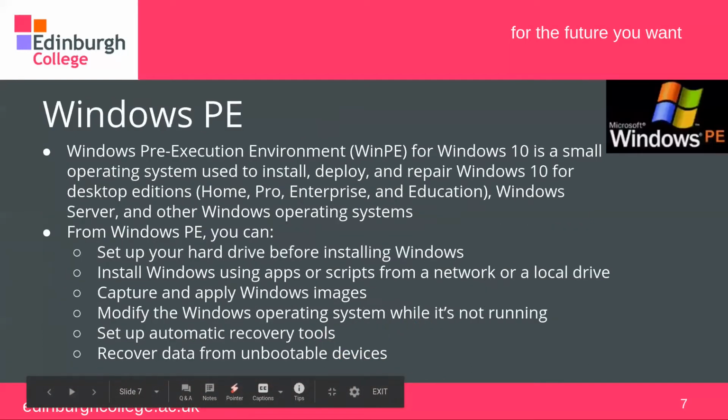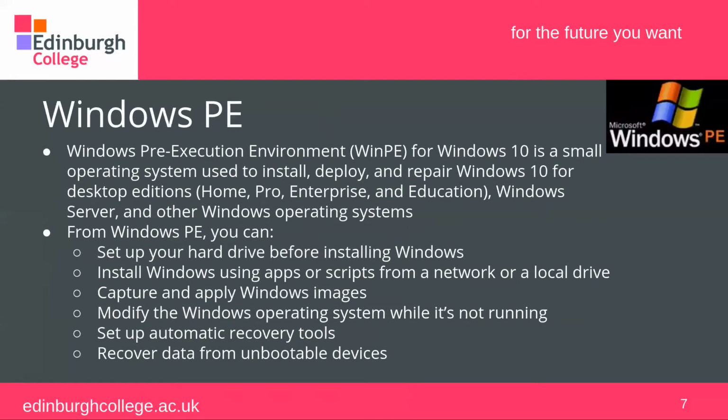Now Windows PE, Windows pre-execution environment for Windows 10, is a very small operating system. And Windows PE allows you to do very basic things. So we can do things like set up the hard drive partition, we can set up some very basic network drivers, we can do very, very basic, simple things. And the boot.wim image, or Windows PE, has to be sent across the network first.